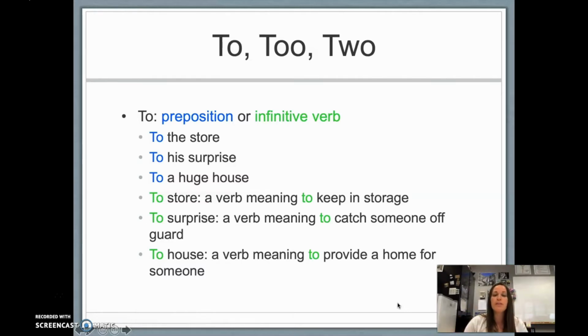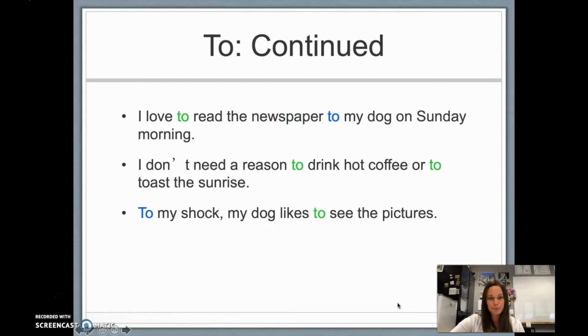To store. It's a verb meaning to keep in storage. To surprise, a verb meaning to catch someone off guard. That is the infinitive form of the verb. To house, a verb meaning to provide a home for someone. I love to read the newspaper to my dog on Sunday morning, okay? So to read, that's the infinitive form of the verb, to read, right?